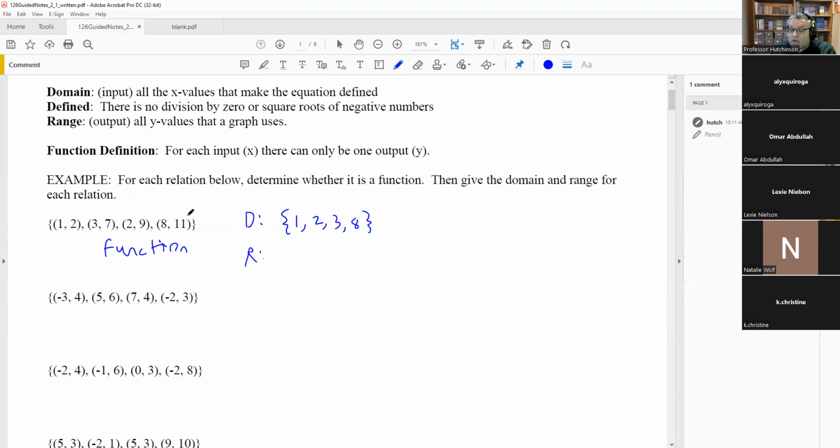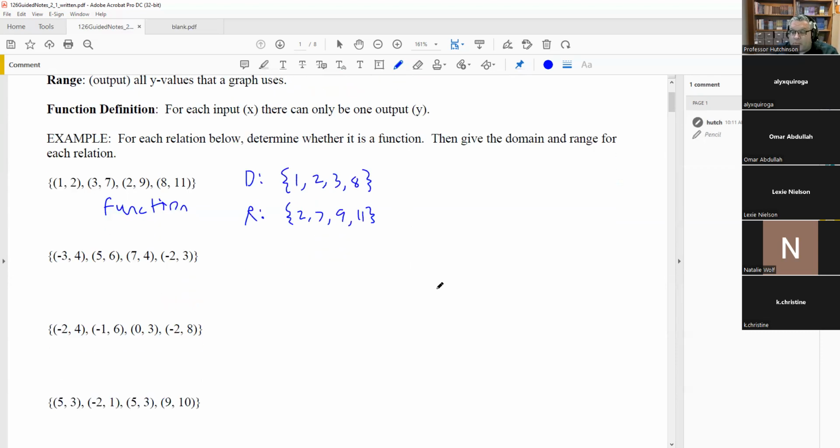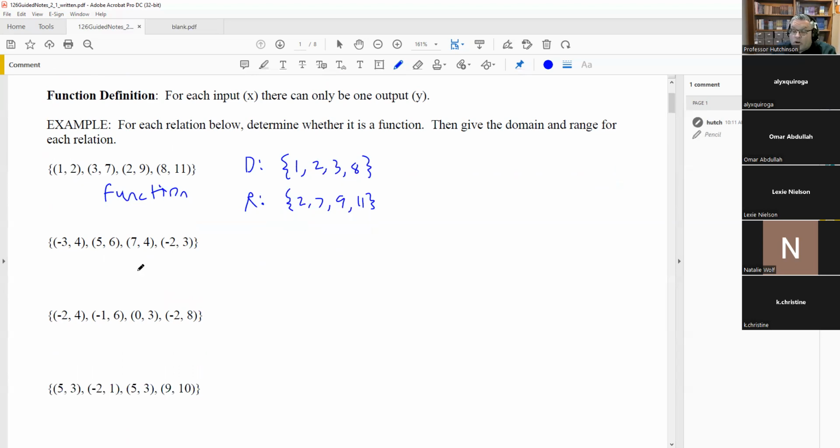Now the range is going to be all of the y values that this uses. So 2, 7, 9, and 11. Those are just all the y values. So the domain is all the x values of the coordinates, the range is all the y values of the coordinates, and that's all they want you to do on that particular question. We're going to keep on going with these other ones that we have here.